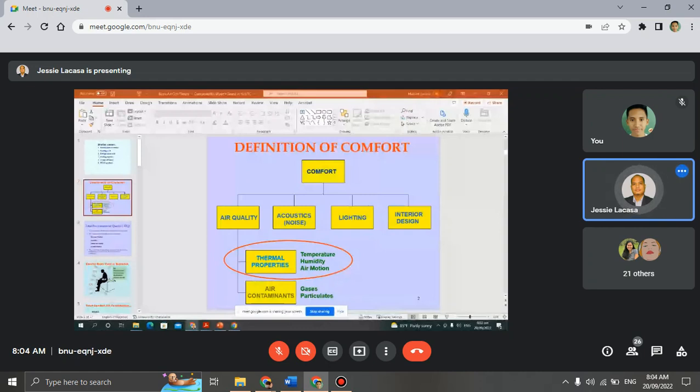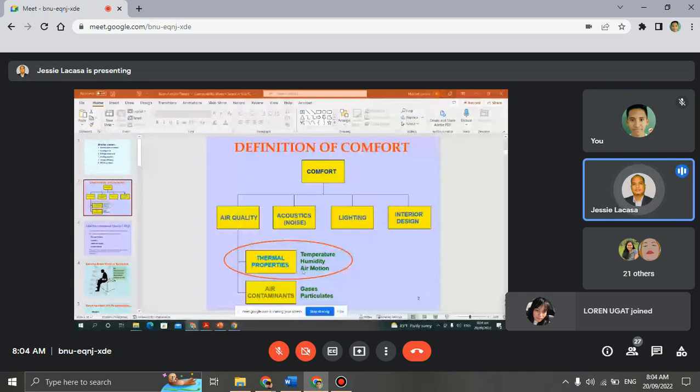So when we say thermal properties, it includes the temperature, the humidity, and the air motion. Nang mag-aircon ka, mubugnaw ang temperature sa room, musulod sa temperature wherein maka-feel ka of comfort. So mga nasa 18 to 25 ang nakasagaran na temperature. For humidity, dapat mga nasa 40 to 70% ang relative humidity.